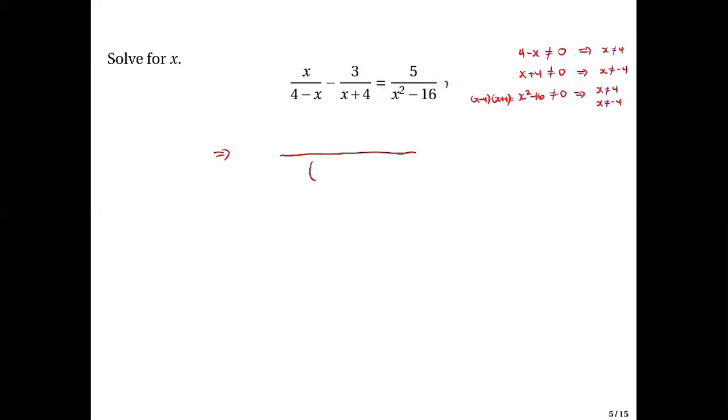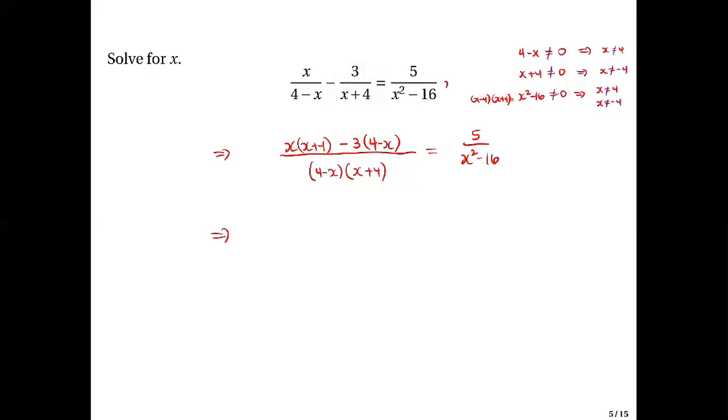This means you will have 4 minus x times x plus 4. And therefore, for this guy, we'll just have x times x plus 4. Then minus 3 times, for this guy, we have minus 3. We multiply it by 4 minus x. On the right hand side, we can just copy it, 5 over x squared minus 16.